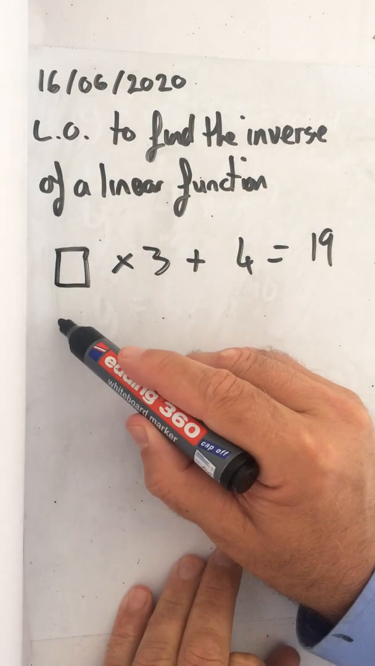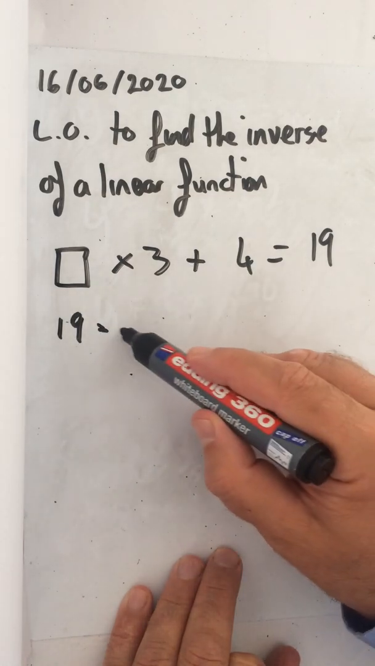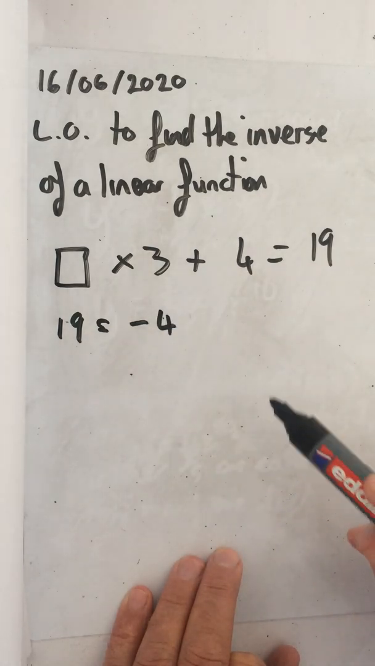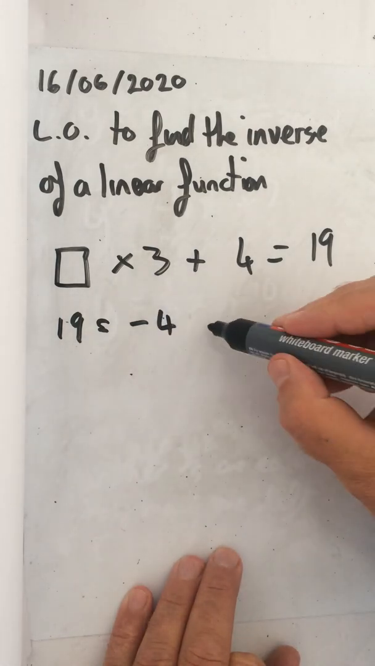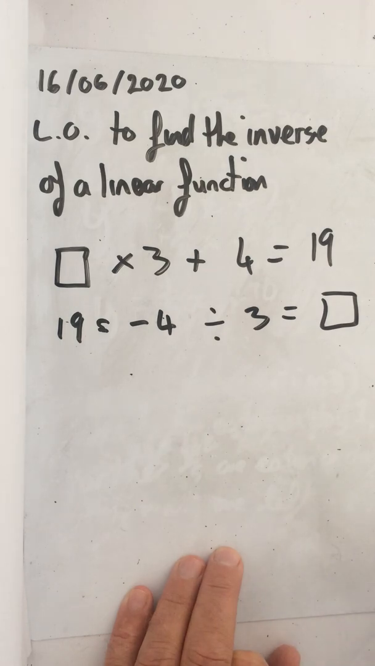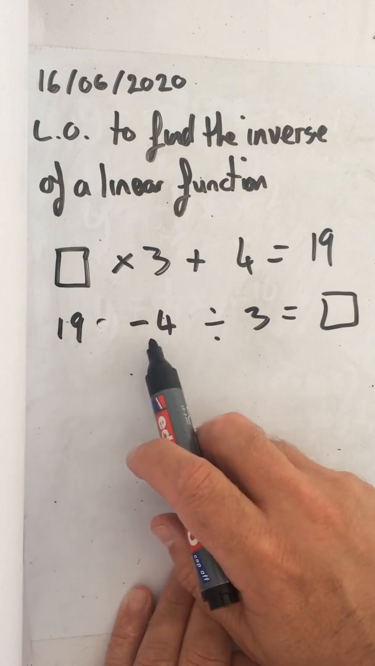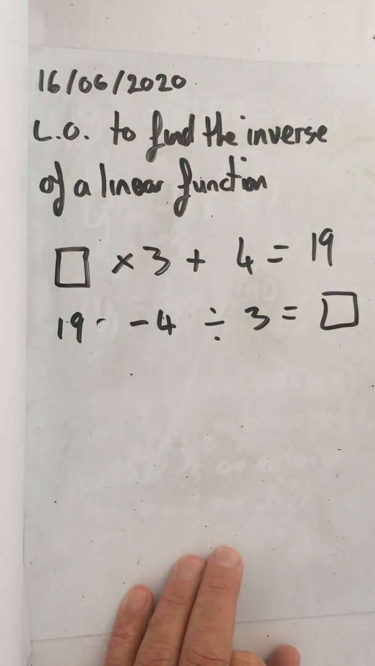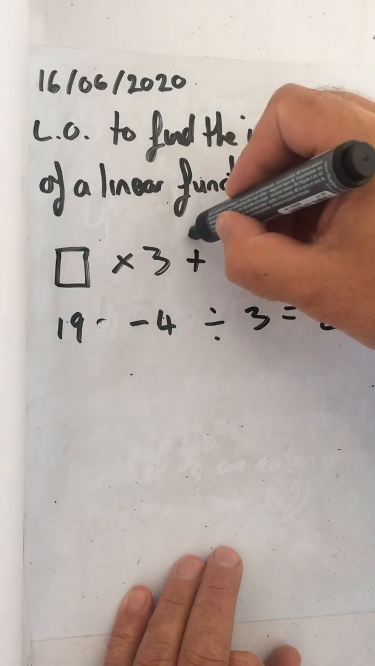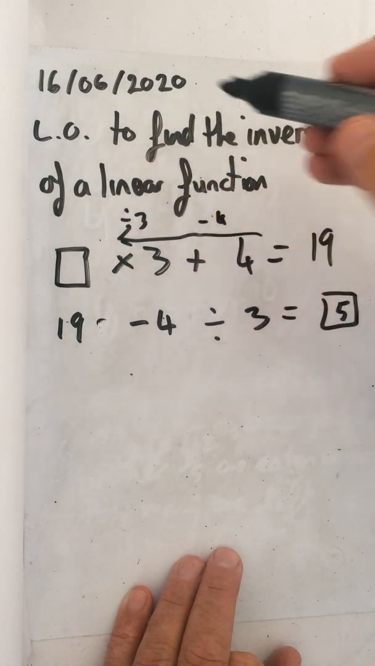So if I was just to swap this question around, it would become 19 is equal to, and instead of plusing 4, I'm going to take away 4, okay? And instead of timesing 3, I'm going to divide by 3. And then it should give me my answer here, okay? So 19 take away 4 is 15, divided by 3 is 5, okay? 5 times 3 is 15, yeah. So working the opposite way, when you work in the opposite way, you do the opposite sign, okay? So this becomes a minus 4, this becomes a divided by 3, and so on, okay?